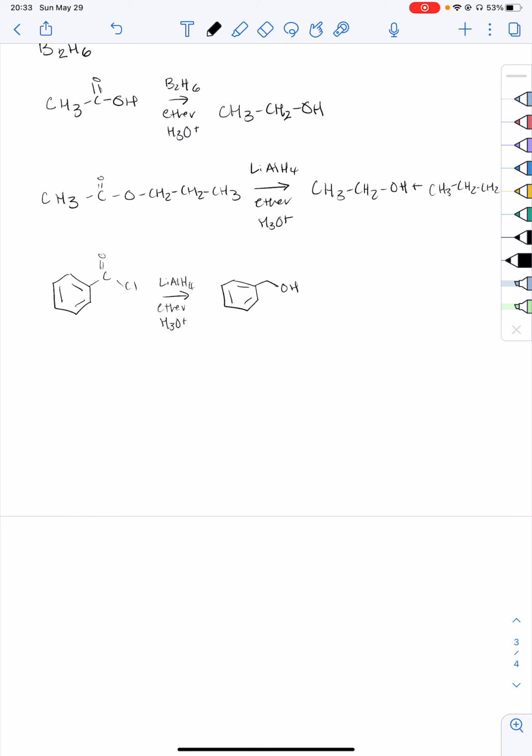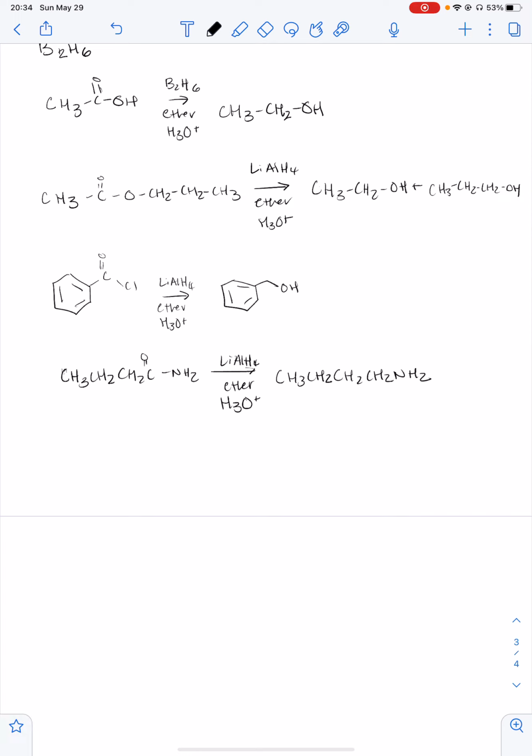Just like that. For the reduction of amides, like other carboxylic acid derivatives, amides can be reduced by lithium aluminum hydride, and the product of that reduction is an amine. So you could have propanamide. If you can't tell already, lithium aluminum hydride is very, very important. It's useful, it's not very toxic, and it's pretty cheap, so it's easily accessible.